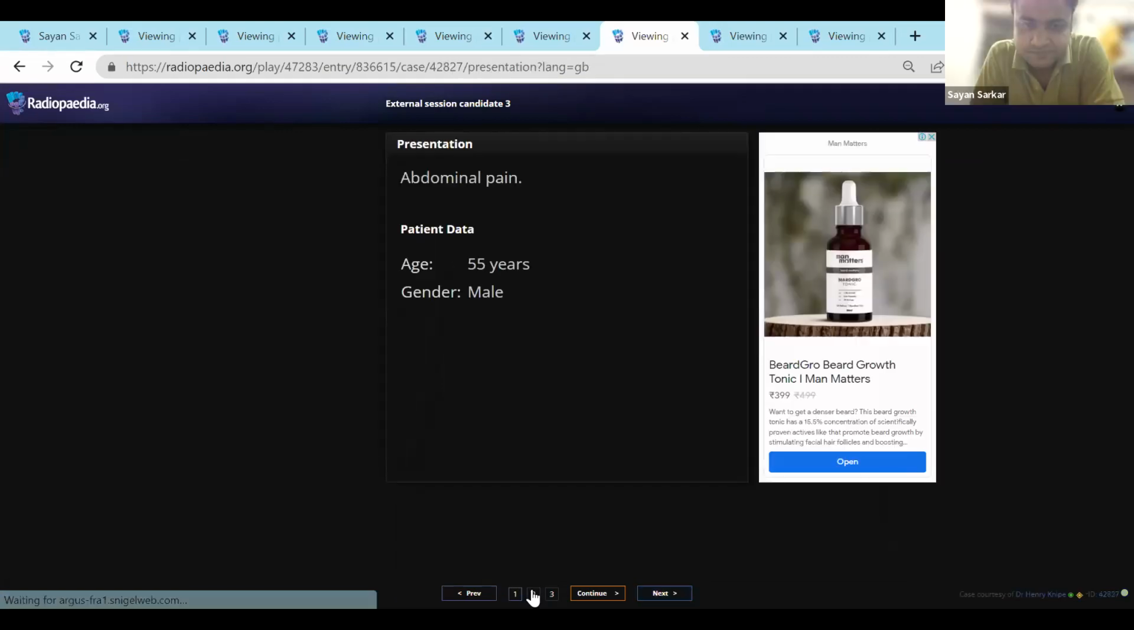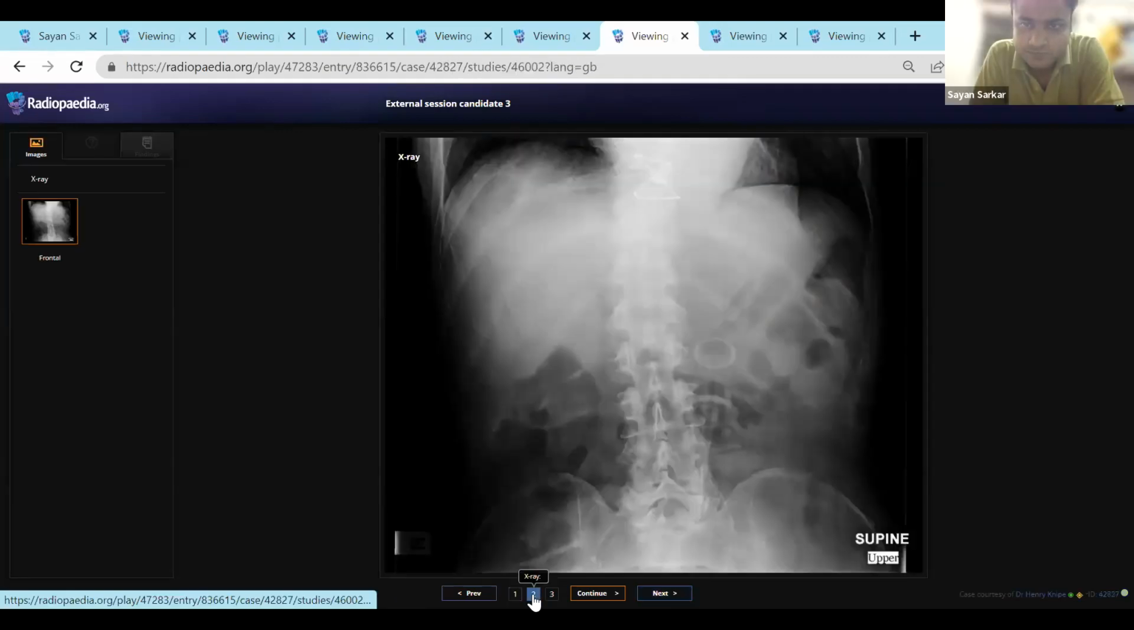Abdominal pain. The image that you're seeing now and your next case are both related to each other, so I just wanted to tell you about that. Since in the exam you'll get different markable events, it doesn't depend on the number of cases you see, it depends on the number of markable events you see. So this event and the next event are related to each other.